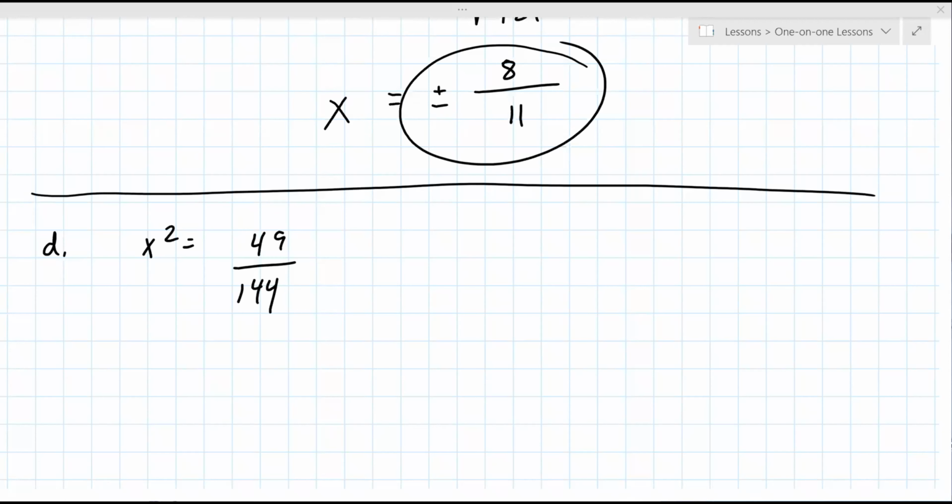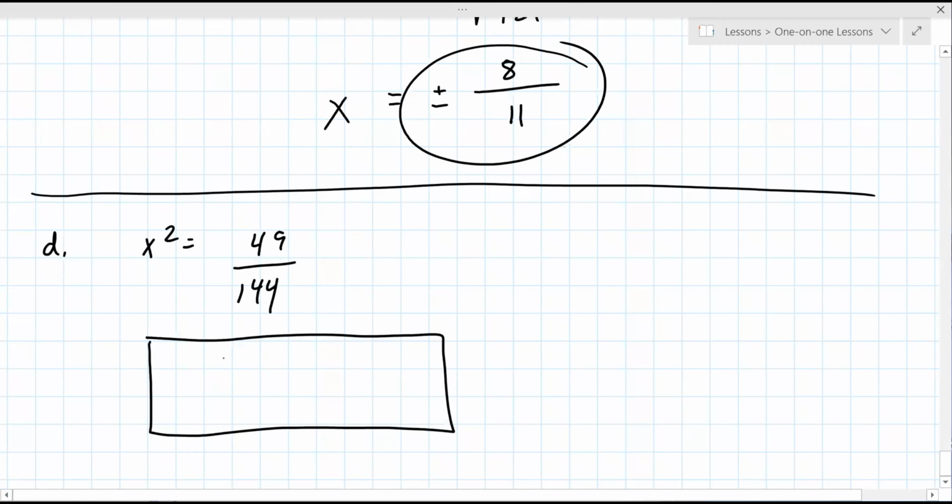Is it 7 over 12? So if you just wrote, let's say this was the box where I wanted the answers, and you wrote 7 over 12, and this was a 10-point question, I would give you 5 out of 10, which means you've either done it completely half wrong or you've only given me one of the two answers. What is the other answer in this case? Plus minus 7 over 12.